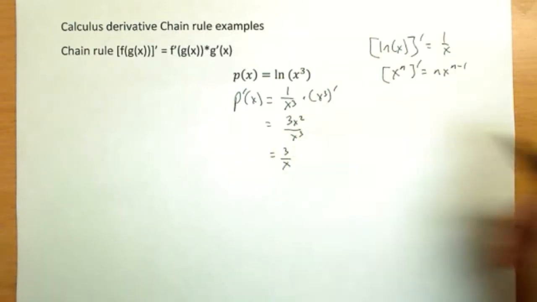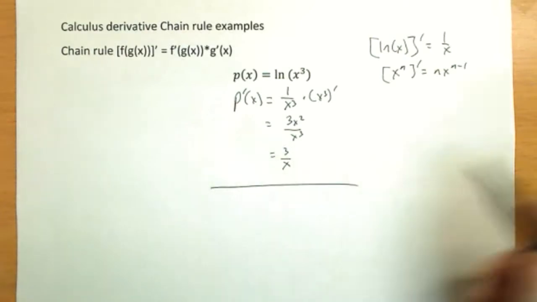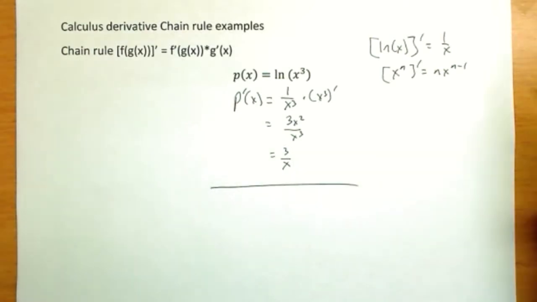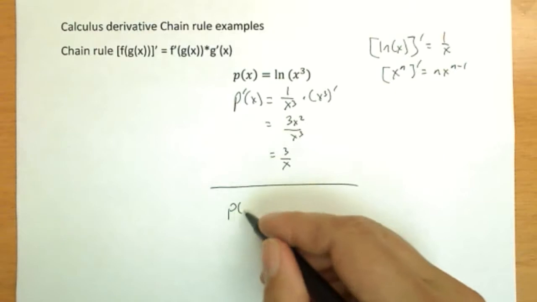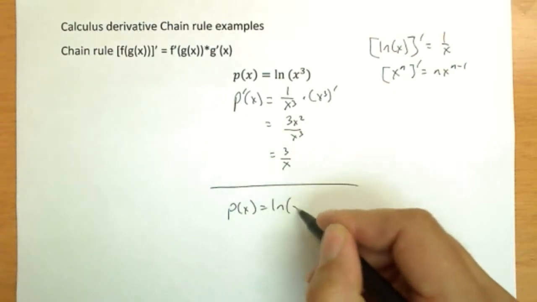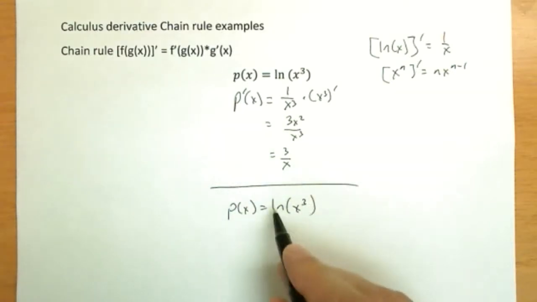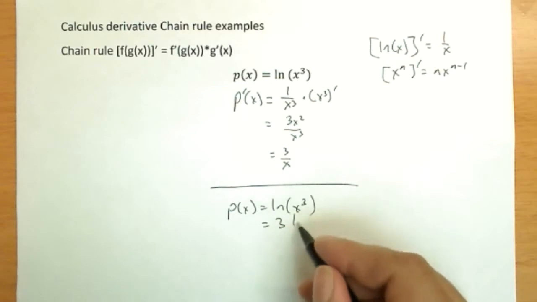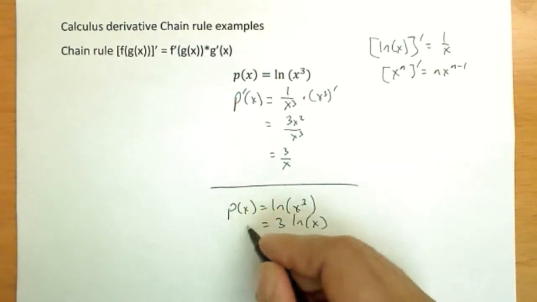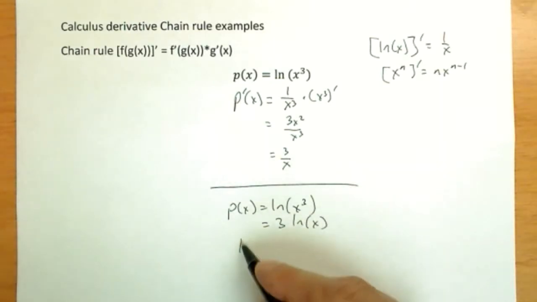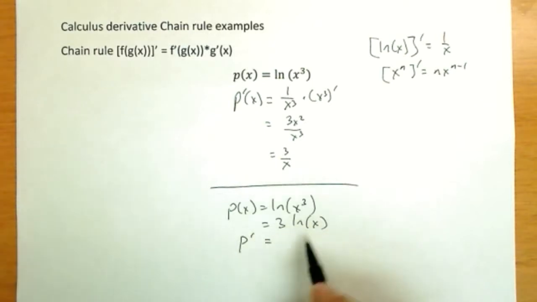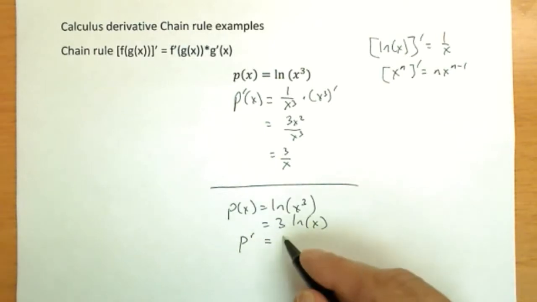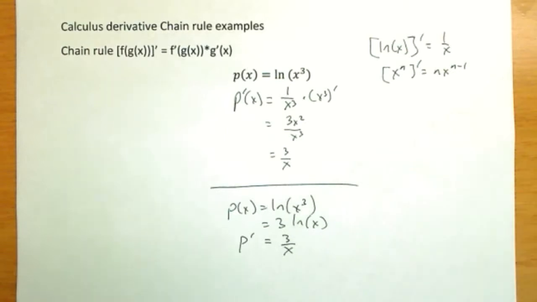over x. Now that is our answer, but I'm going to show that we could have done this without actually using the chain rule. From a simple rule of logarithms, you'll recall that the power goes out in front of the log. So 3 times the natural log of x, another way of writing p of x. And now when we take p's derivative, the derivative of natural log is simply 1 over x, and we get 3 over x. A slightly easier way.